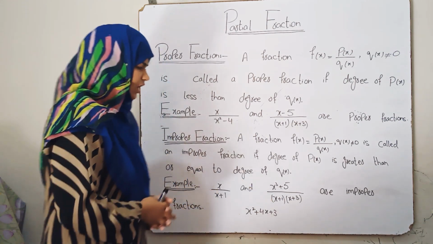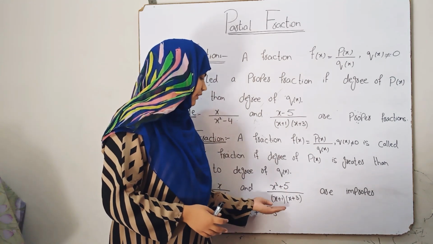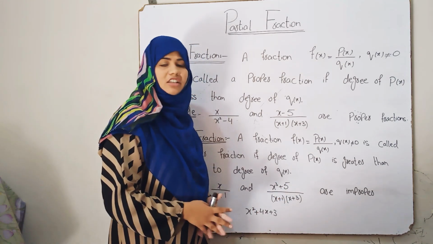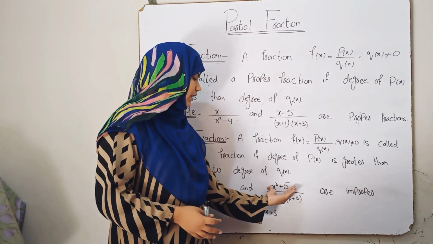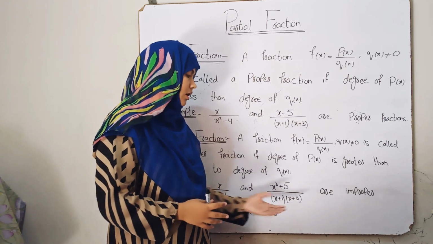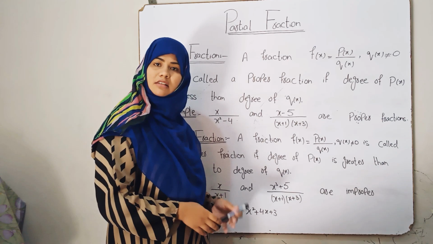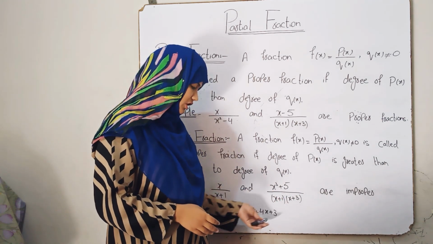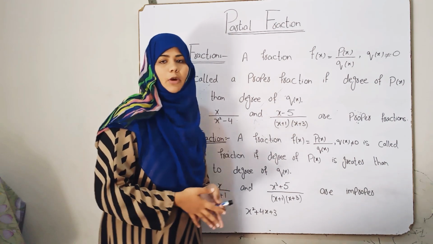Now we have another expression, that is x cube plus 5 over x plus 1 into x plus 3. In this expression, we have a polynomial of degree 3 in numerator and a polynomial of degree 2 in denominator. So in this expression, the degree of numerator is greater than the degree of denominator. So this expression is also an improper fraction.